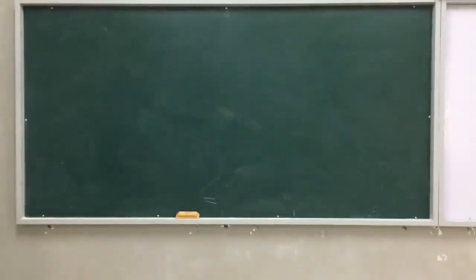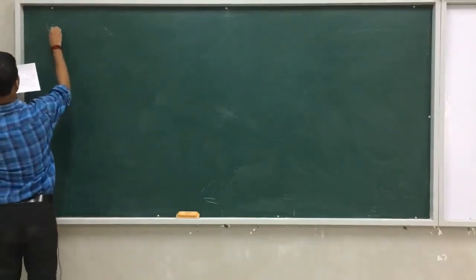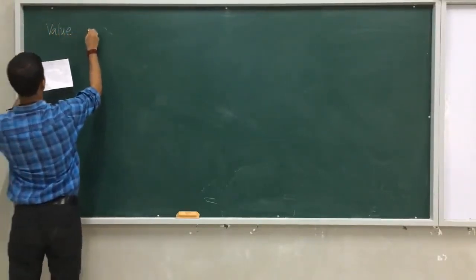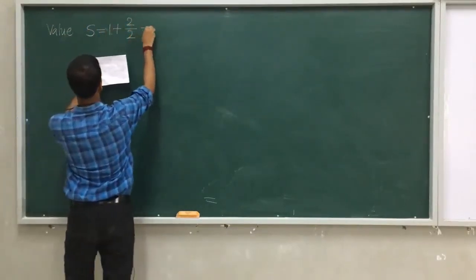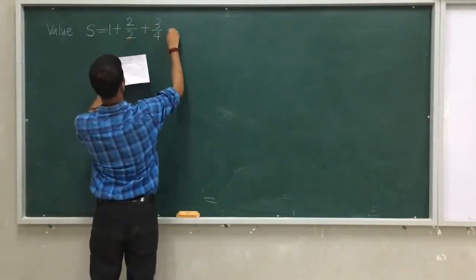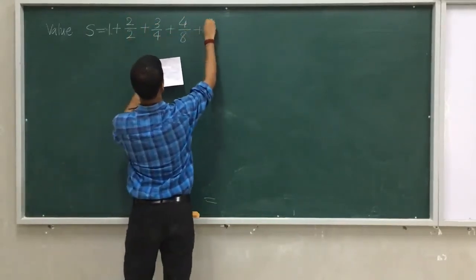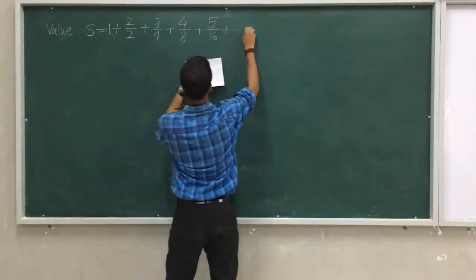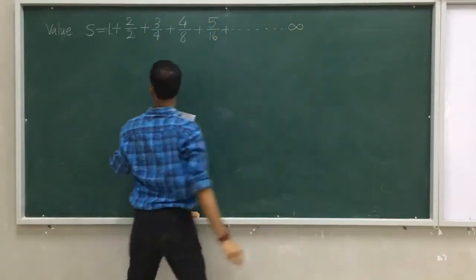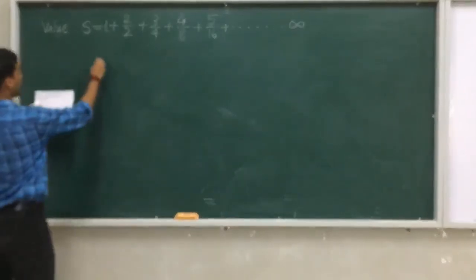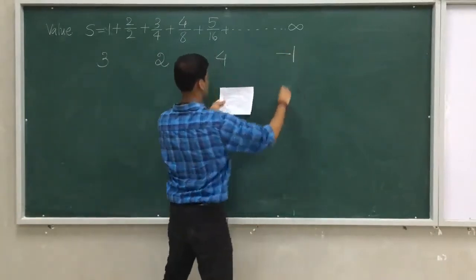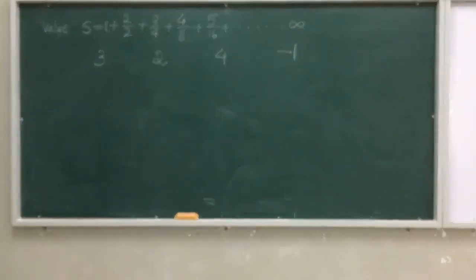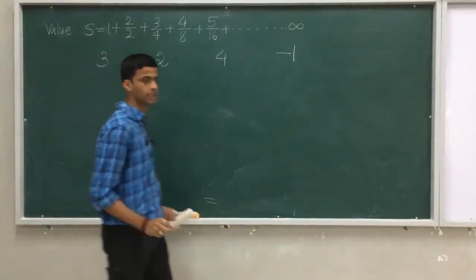Okay. Now we will discuss another interesting question. Take it as homework, I'll give some clue. Value of S equal to 1 plus 2 by 2, 3 by 4, 4 by 8, 5 by 16 up to infinity is. They have given options as 3, 2, 4, minus 1. What is the value of the expression up to infinity? It is the 21st question.